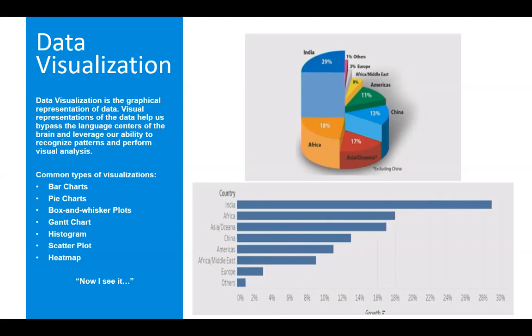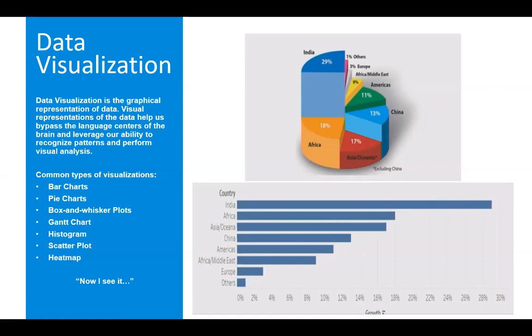So why do we have visual representations of the data? Why is it helpful? The main reason is that visual representations of the data help us bypass the language centers of the brain and leverage our ability to recognize patterns and perform visual analysis. What this means is that typically, when we're looking at data, it's presented in its raw format. It's typically presented to us in the form of a massive Excel file, a massive CSV file, a massive database, SQL data warehouse, whatever the case may be. And this data comes to us in the form of a table. And while tables are really useful and they're great for presenting large amounts of data, it makes it hard for us to actually dive in and identify insights and identify long-term patterns.